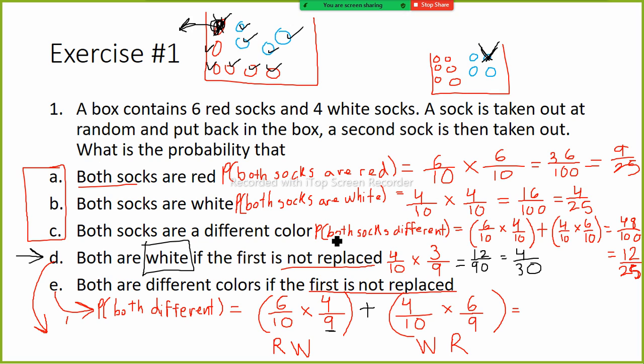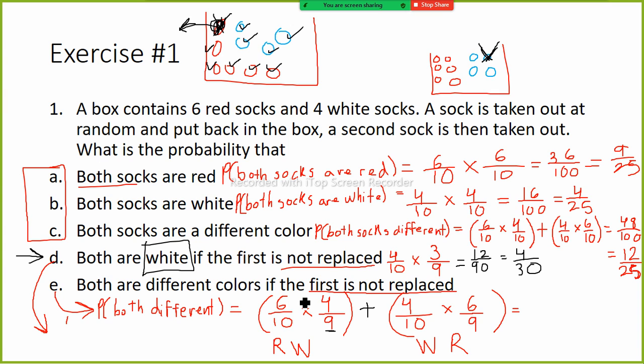Okay. Now, for this one, we want both socks to be different. And we do not replace. That's the difference right there. We do not replace. So it will either be red and white or white and red. If we are doing red and white, the first one is going to be red. That's going to be 6 over 10 times 4 over 9. Sierra, can you explain how we got this one? Let me see if you understand.